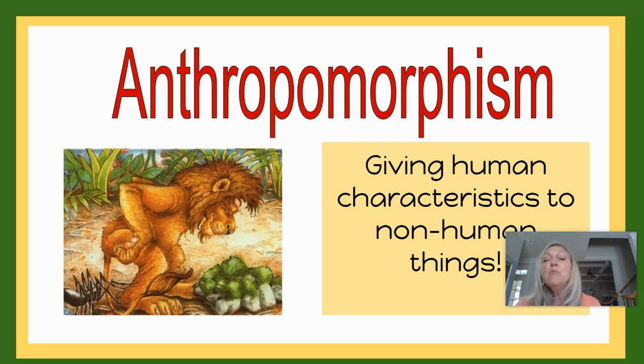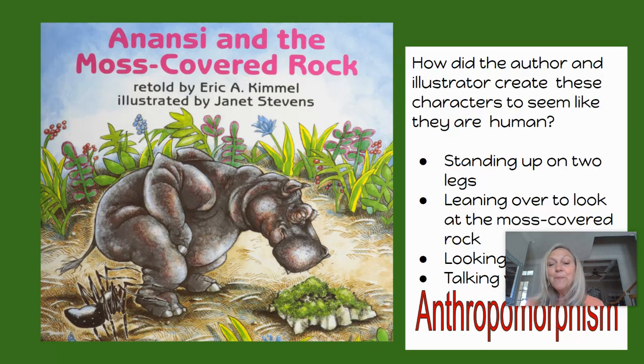What anthropomorphism is when human characteristics are given to non-human things. In the case of our story, those human characteristics are given to animals in the rainforest. Let's look at this first picture. This is the cover of the book Anansi and the Moss-Covered Rock by Eric Kimmel and illustrated by Janet Stevens.